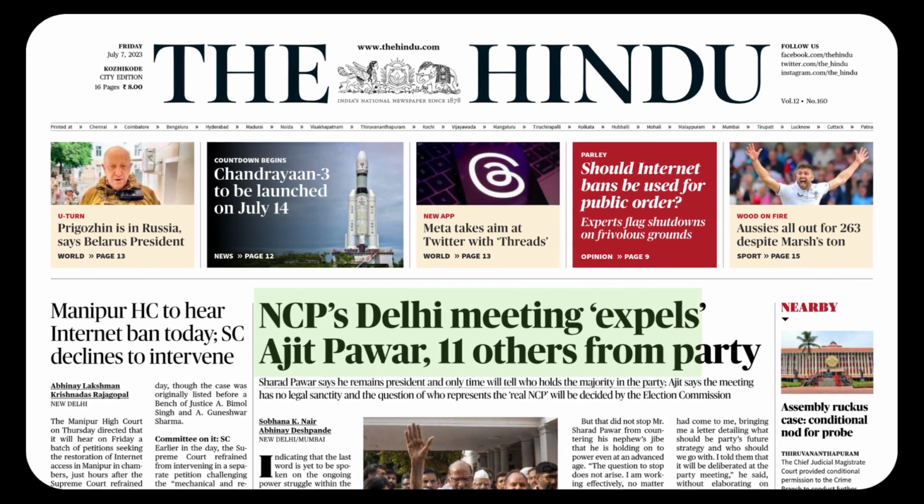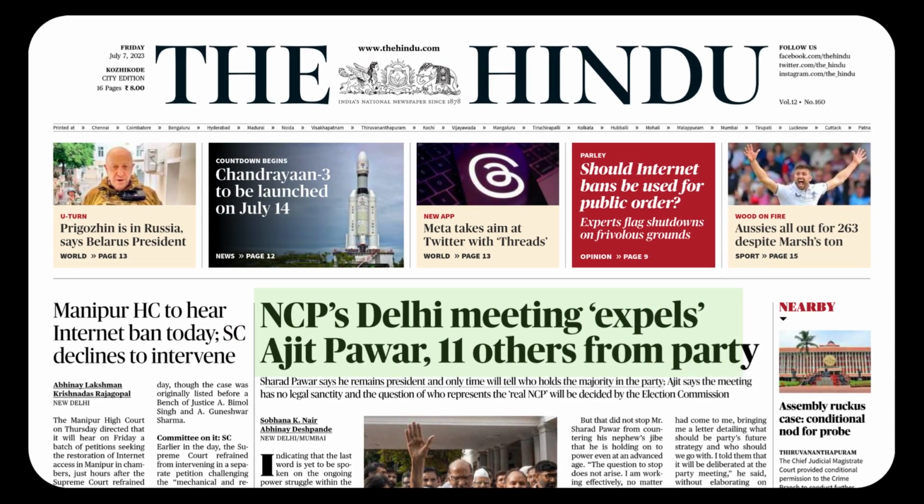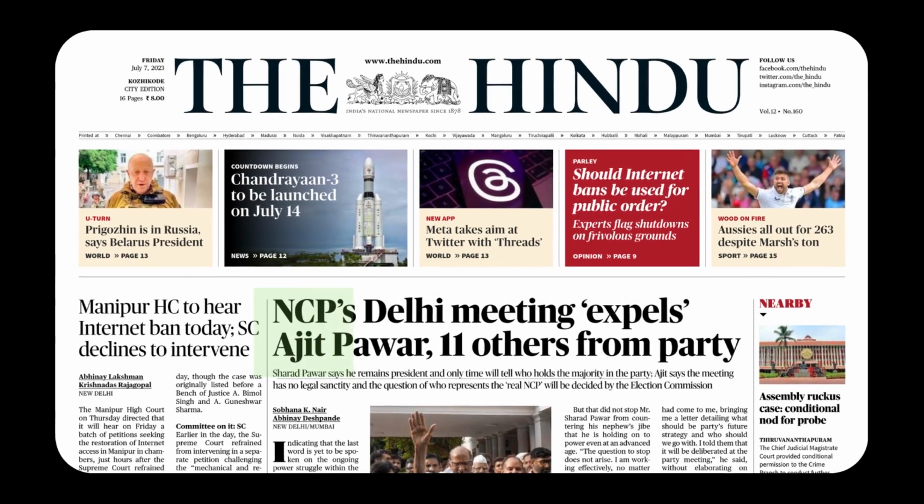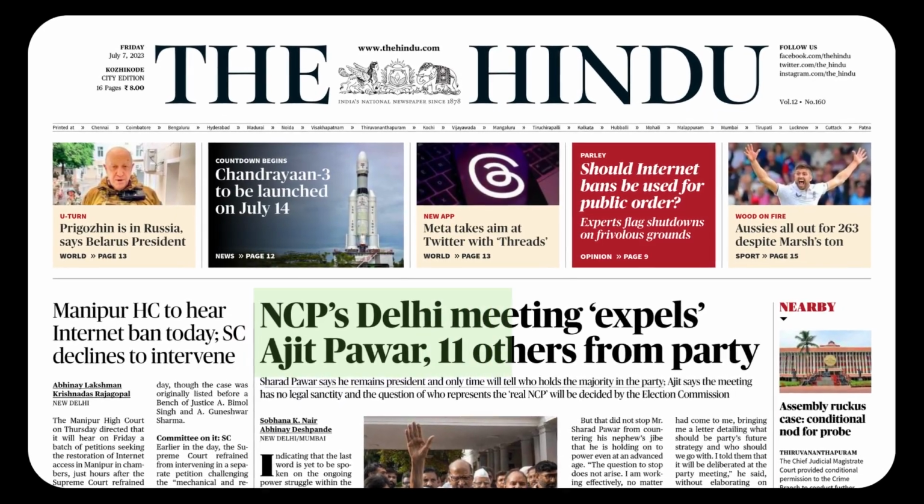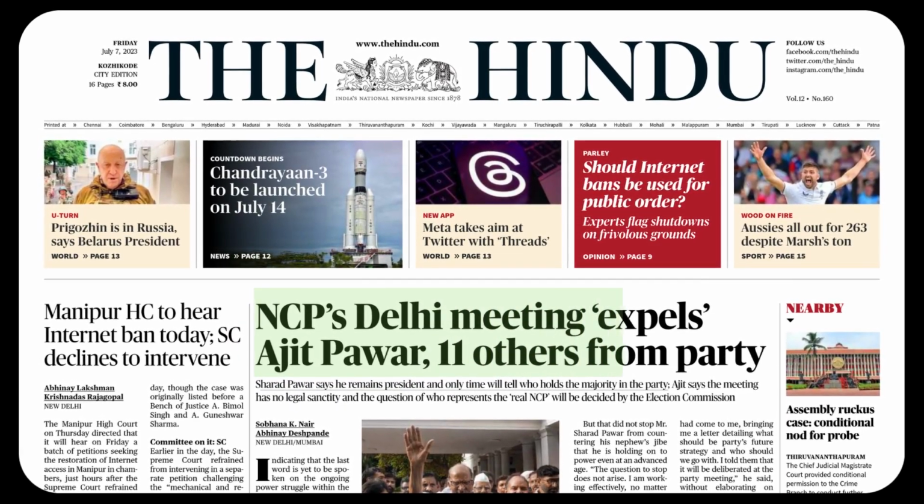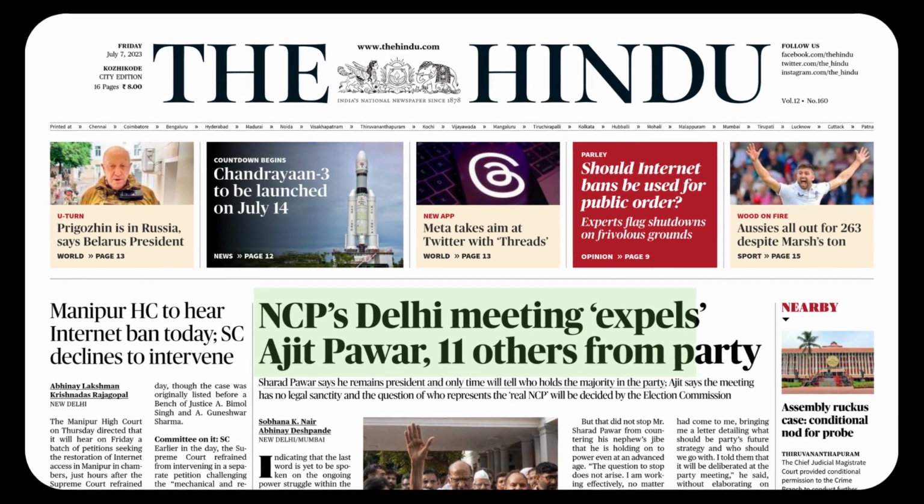Then the object is Ajit Pawar, 11 others from party. Ajit Pawar, 11 others from party is expelled. Okay, since they are plural, you can say are expelled by NCP's Delhi meeting. So the doer part, verb part and object part are very much clear. If it is Ajit Pawar alone, it's Ajit Pawar is expelled. Since we have more than two, it's a plural.